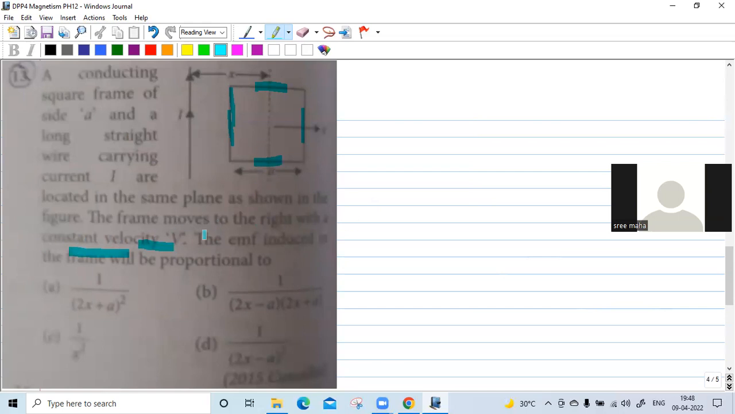This is a different thing. It's constant velocity by an external agent. An external agent is maintaining constant velocity. Okay, we don't bother. This is different from the previous one. Basically, you have to find the flux through this area, and d phi by dt you have to do. And the flux will change because it's moving.